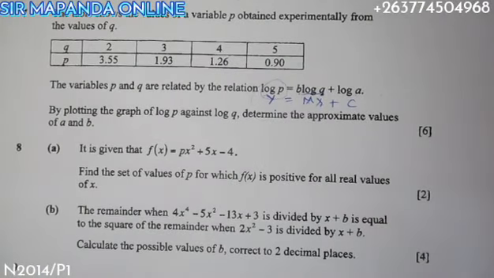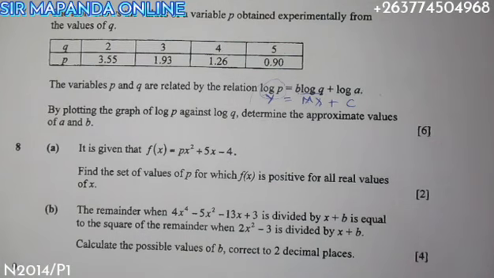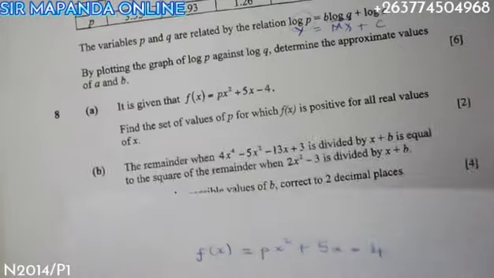Right, question number 8, part A. It is given that f of x is equal to px squared plus 5x minus 4. Find the set of values of p for which f of x is positive for all real values of x, 2 marks. So to find p, you need to choose the appropriate discriminant. This is in line with the discriminant, right?